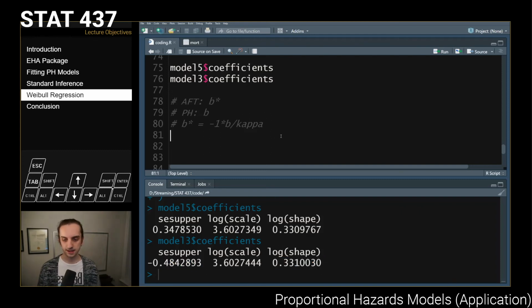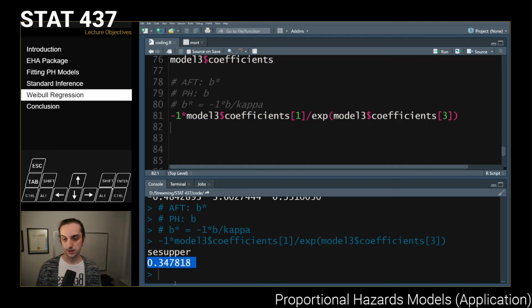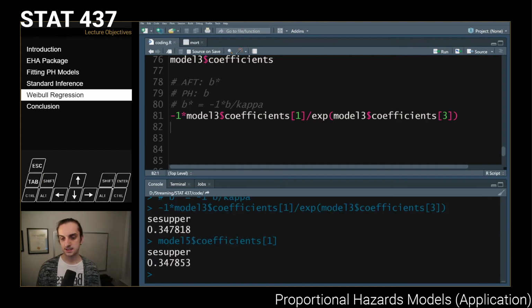And so does it? Well, we can take a look here: model 3 coefficients, and we take -1 times model 3 coefficients, divided by the exponential of model 3 coefficients, and in this case it's the third. And if we run that, we get 0.347818, and just to confirm with ourselves, model 5 coefficients 1 is 0.34785. So, slightly off because of the different numerical optimization, but you can see that roughly speaking, those are the same, right? So this relationship is holding.